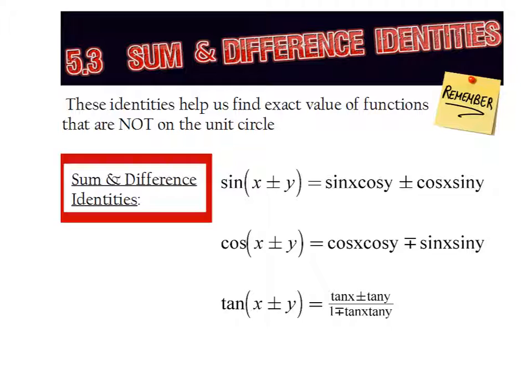Tangent is different, and it will typically be a little bit different. It's derived from the sine and cosine, which is going to make it a fraction a lot of the time. For it, you're going to take tangent of your first angle with the same sign, and then tangent of your second angle. In the denominator, you'll do 1 with the opposite sign, and then you're multiplying your tangent x and tangent y. Notice those are the same values from up there.